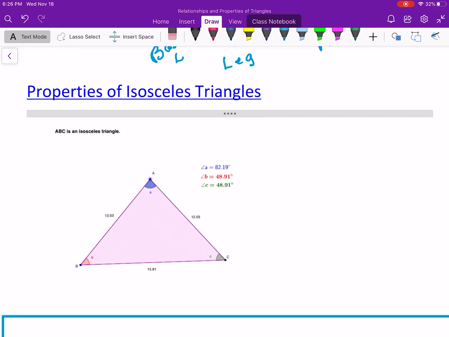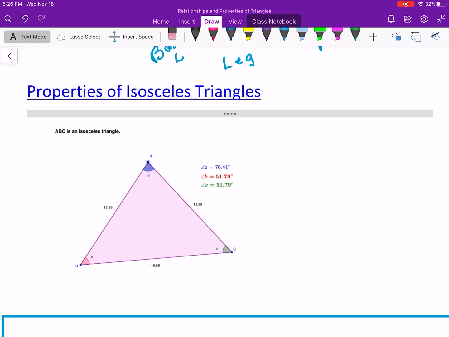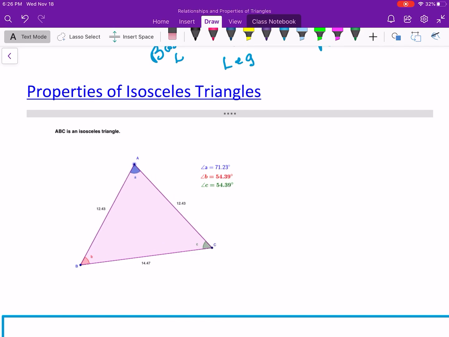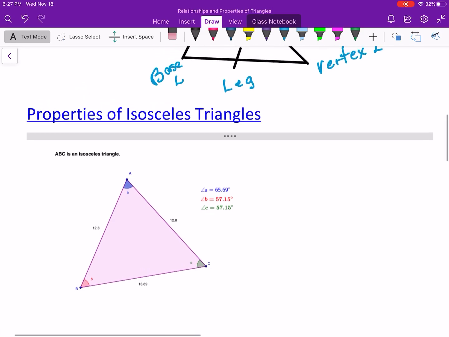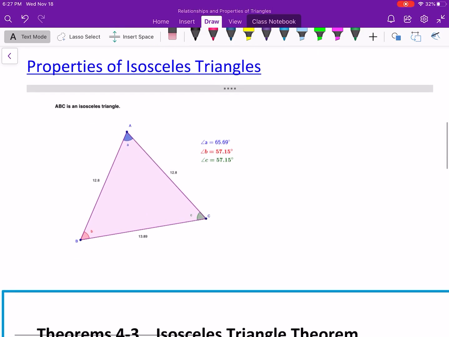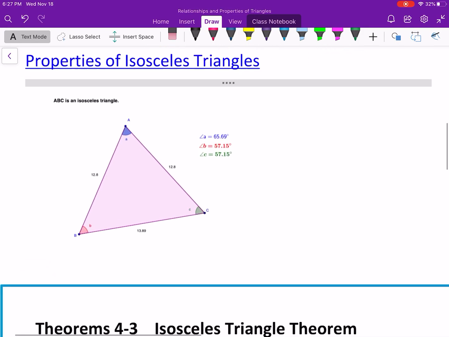If you notice the angles down at the bottom, B and C, angle B and C also stay equal. Doesn't matter how tall and skinny I make the triangle, or if I make it very short, the 2 legs remain the same length, and those 2 base angles will always be equal. And folks, that is what our theorem says.